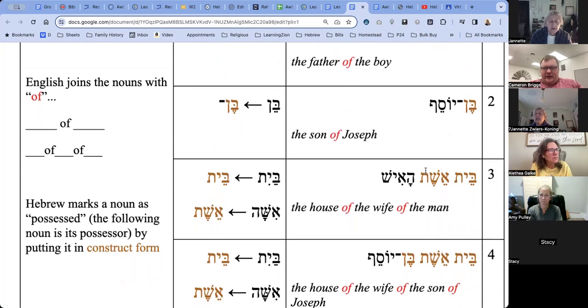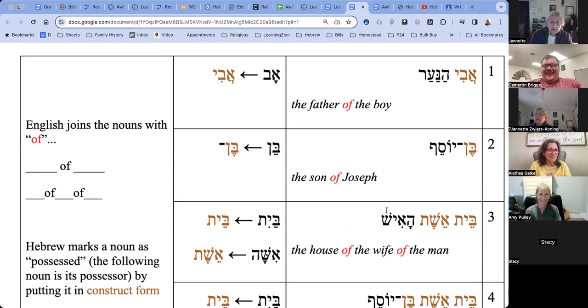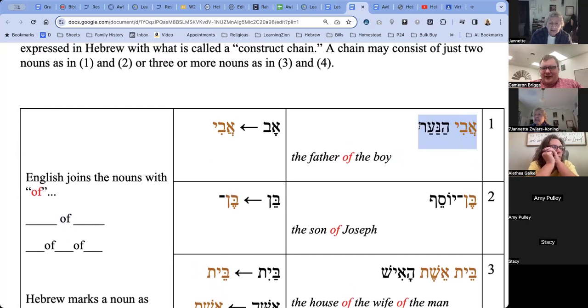So, meaning the house of the wife of the man, or the house of the wife of the son of Joseph, kind of a thing. So you can chain them together. Those are even confusing in English, but in Hebrew, it was super confusing. So anytime that we're using that "of" here, that's kind of what our construct forms are looking at.